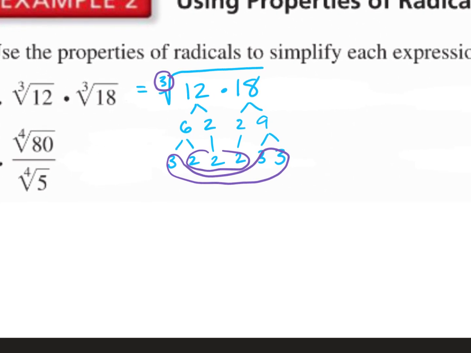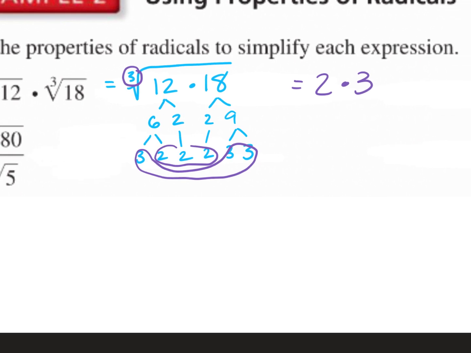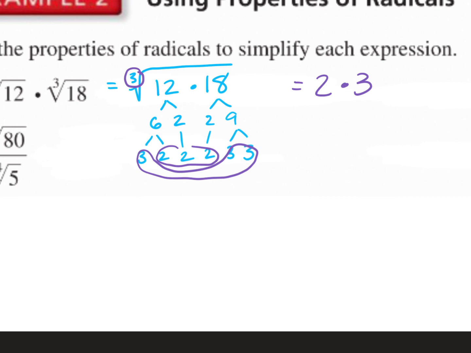So what comes to the outside? A 2 times 3. Because I had a group of 2s and a group of 3s. Did anything have to stay on the inside? No, because everything got circled. If something didn't get circled, if it didn't have a group, it would just stay on the inside. And 2 times 3 is 6. So my answer here is 6.